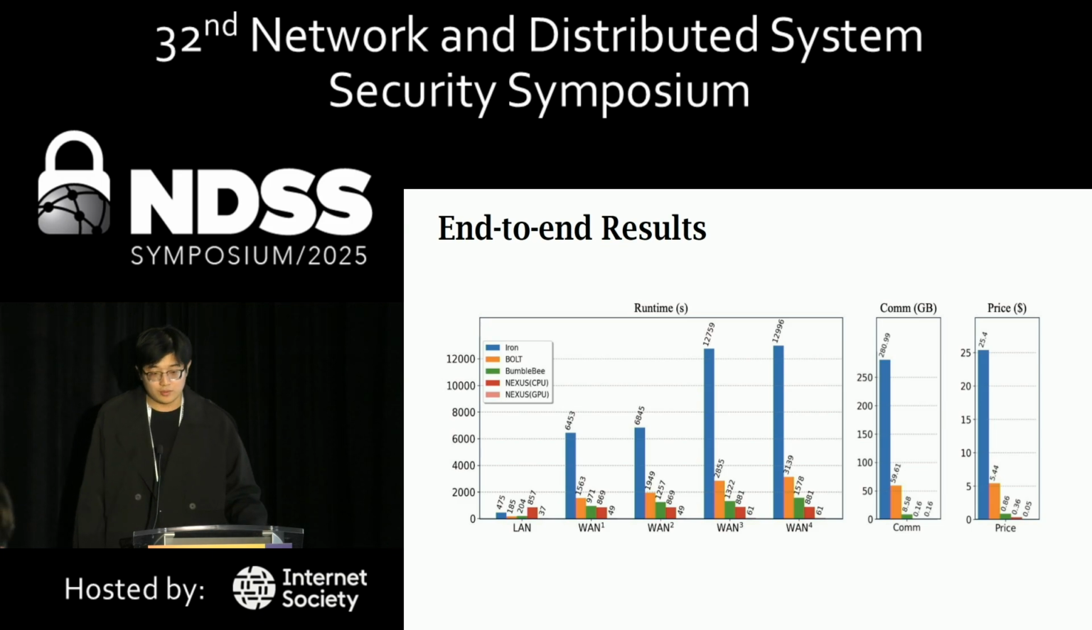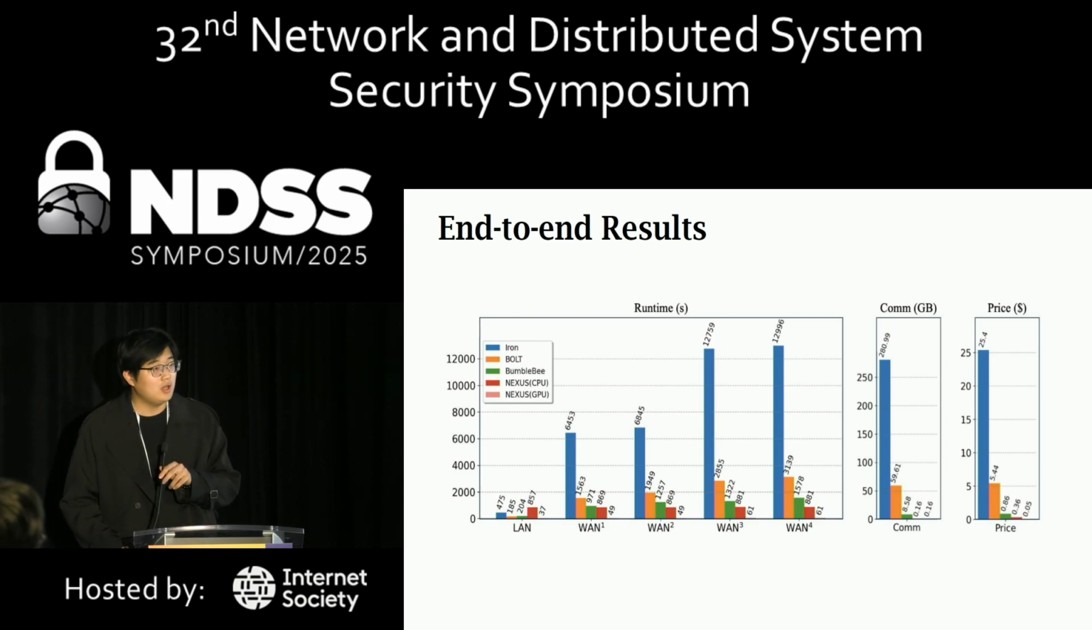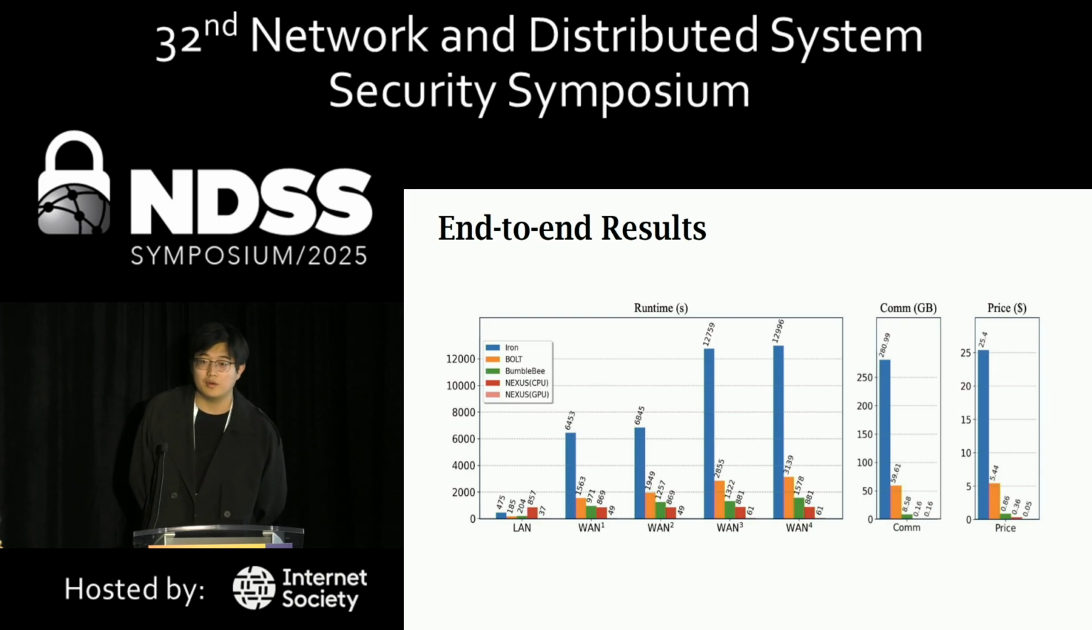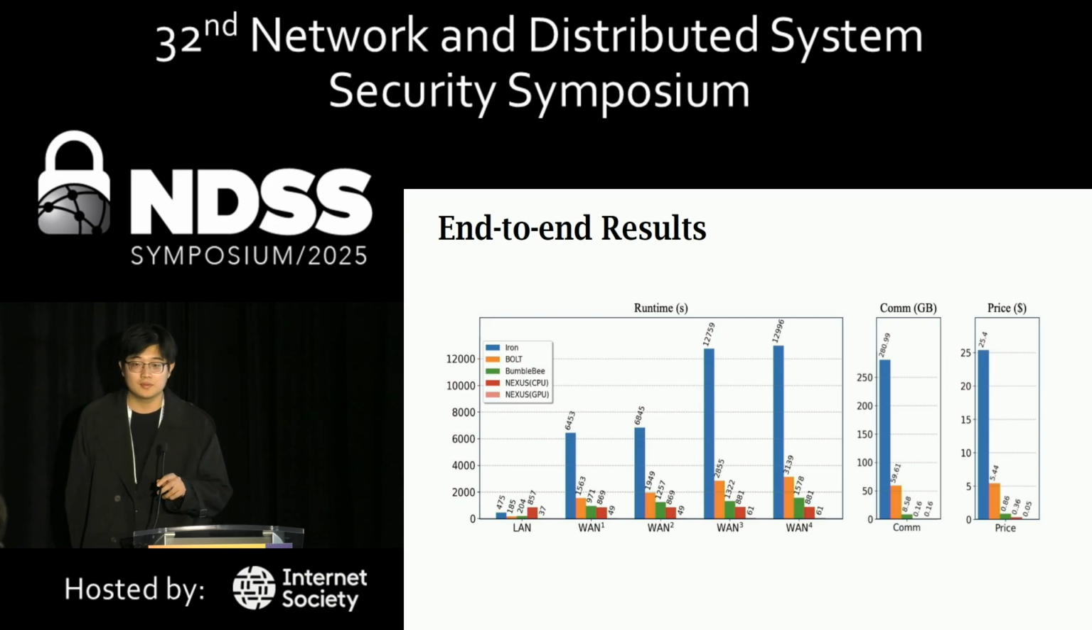For the financial cost, we refer to the Amazon Web Service pricing policy. For example, 1 gigabyte of transfer costs 9 cents, and 1 hour of a 64-core CPU costs about $1 per hour.